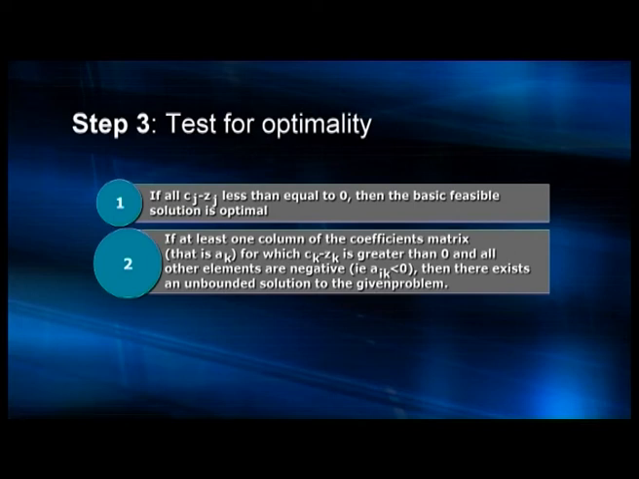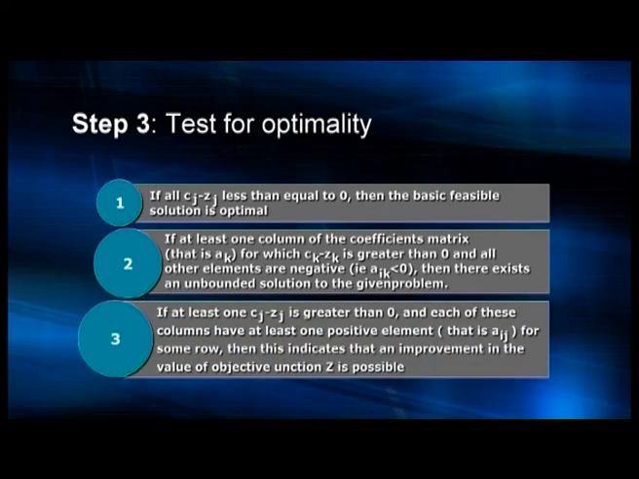the given problem. If at least one Cj minus Zj is greater than 0, then each of these columns has at least one positive element, that is Aij, for some row. Then this indicates that an improvement in the value of the objective function z is possible.